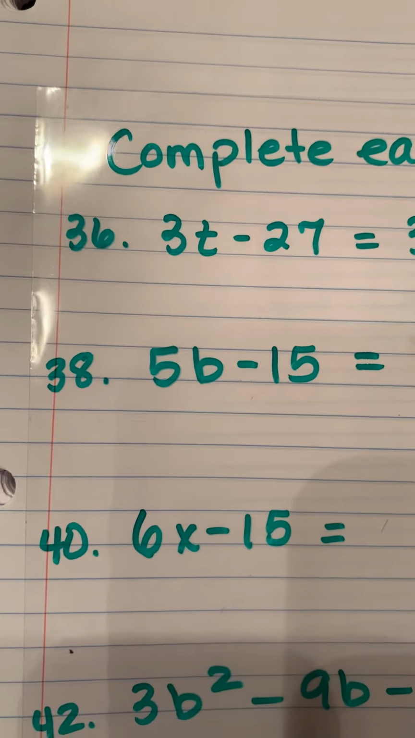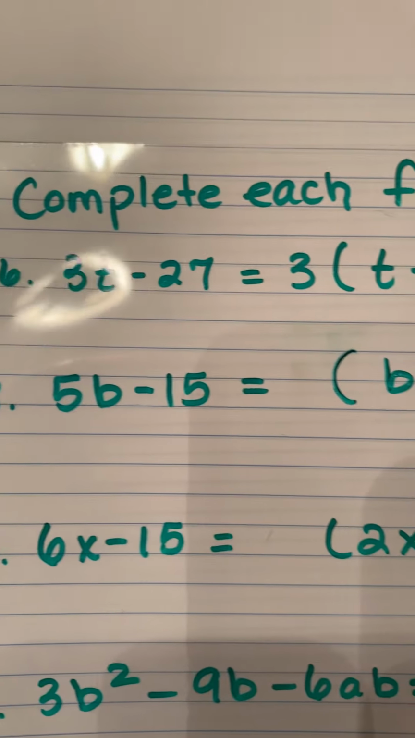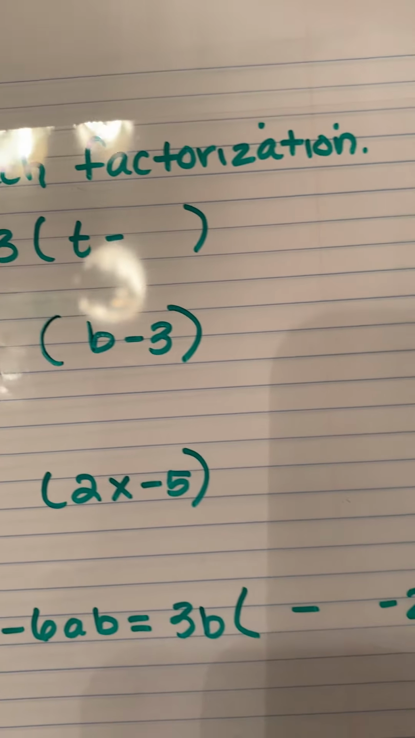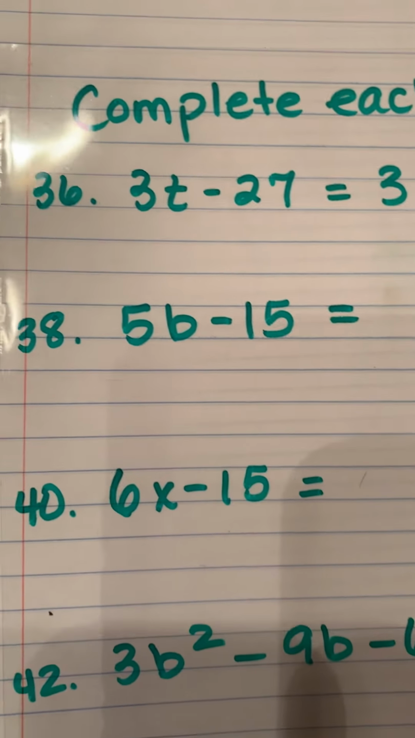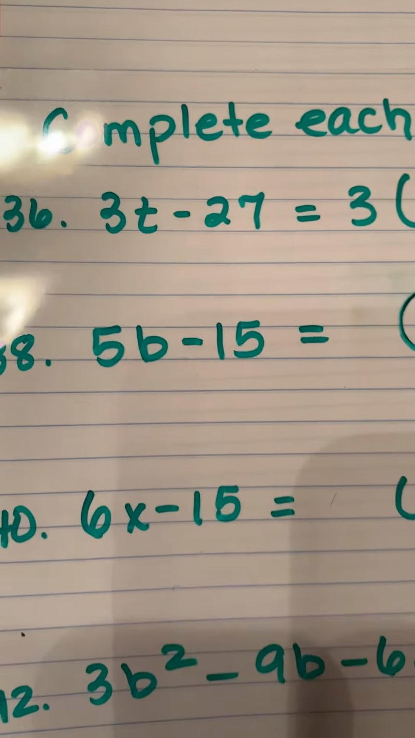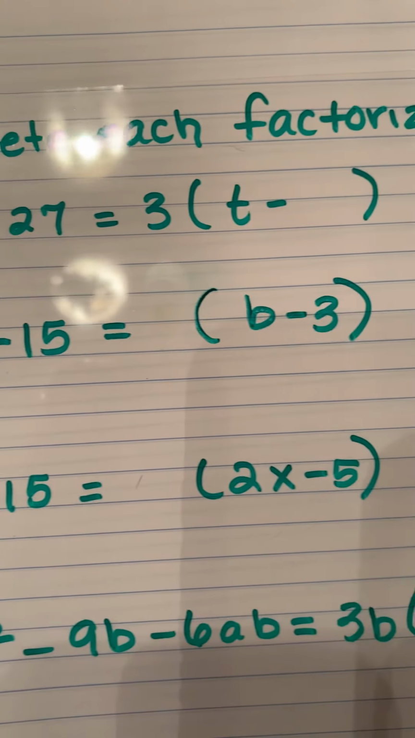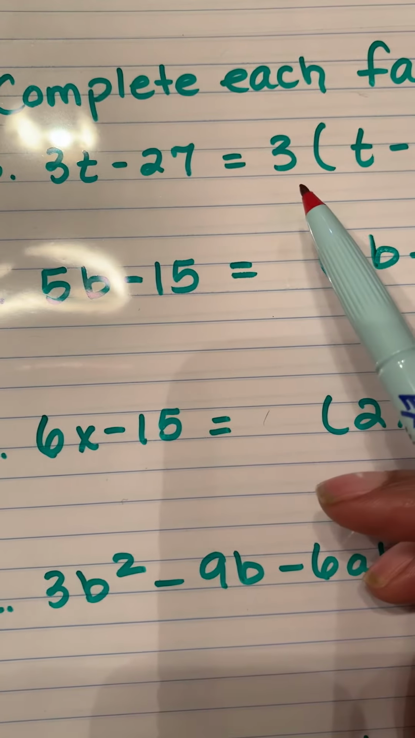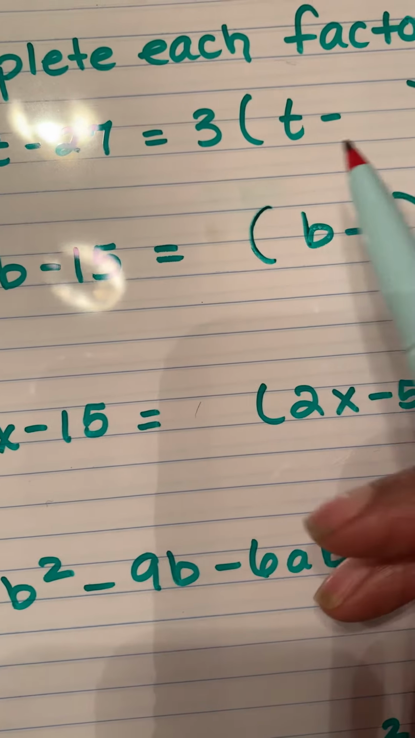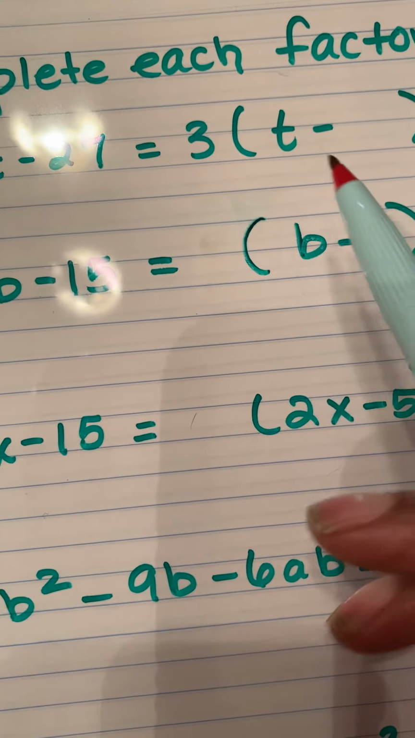So number 36, I have 3t minus 27. It says complete each factorization. So if I have 3t minus 27, you're thinking about the factor tree. You're thinking about 3t, you're thinking about 27, you're thinking, what do they have in common? So in the book, they gave you the 3. They gave you the parentheses, and they gave you t. So I'm trying to figure out, what are you missing?